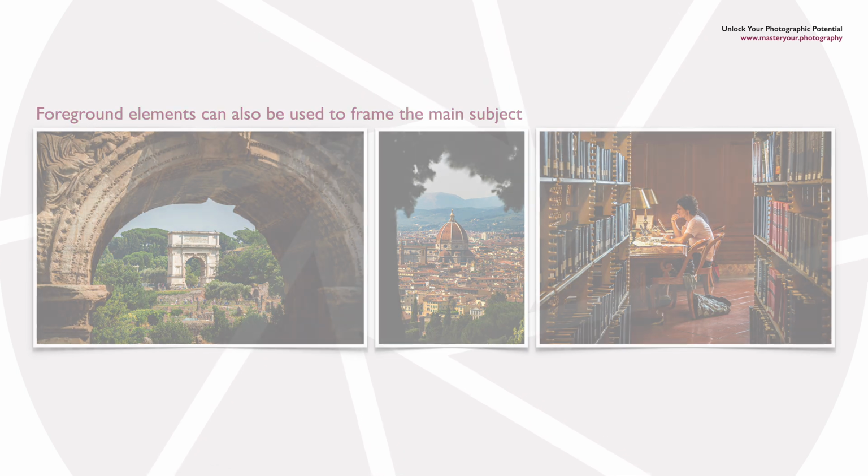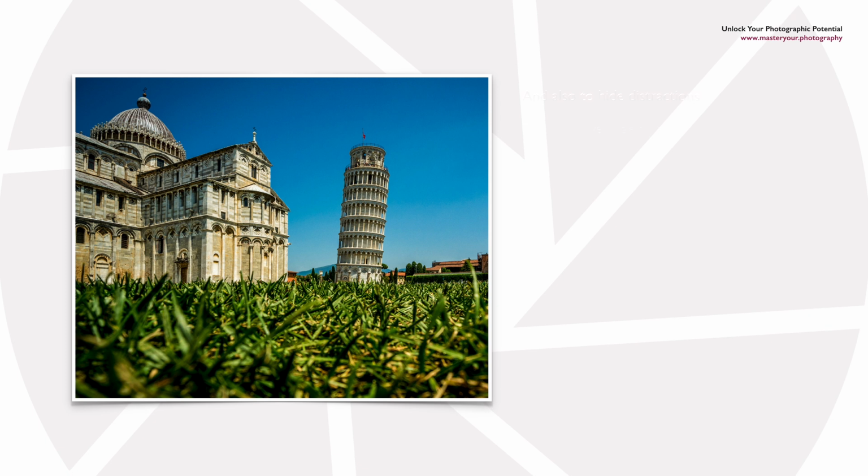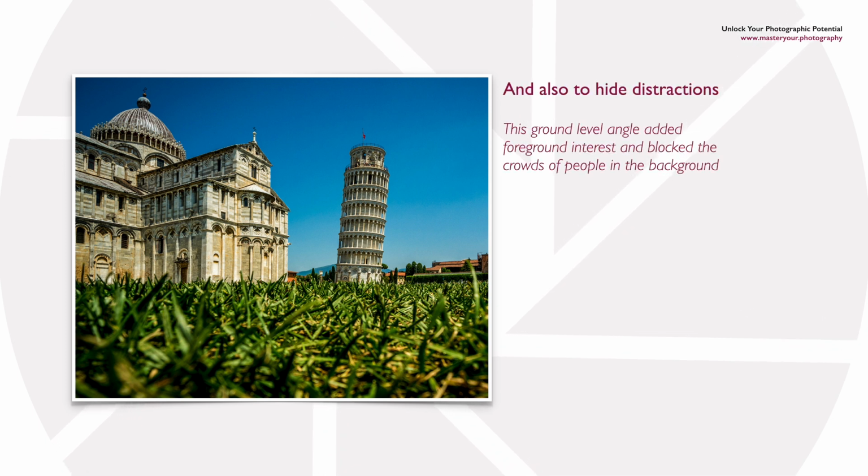You can also use foreground elements to hide any distractions in the background. Here in this photograph of the Leaning Tower of Pisa in Italy, there were crowds of people that have been hidden by using a low angle with the grass hiding them.